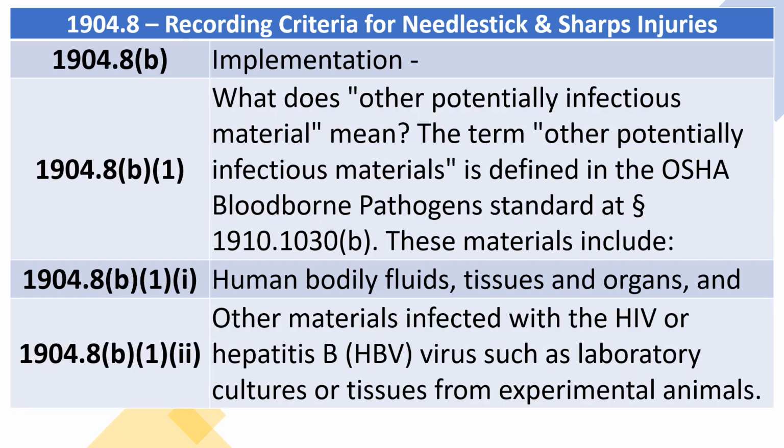1904.8(b) Implementation. 1904.8(b)(1) What does other potentially infectious material mean? The term other potentially infectious materials is defined in the OSHA Bloodborne Pathogens Standard at section 1910.1030(b). These materials include 1904.8(b)(1)(i) and (b)(1)(ii) human bodily fluids, tissues and organs, and other materials infected with the HIV or hepatitis B (HBV) virus such as laboratory cultures or tissues from experimental animals.